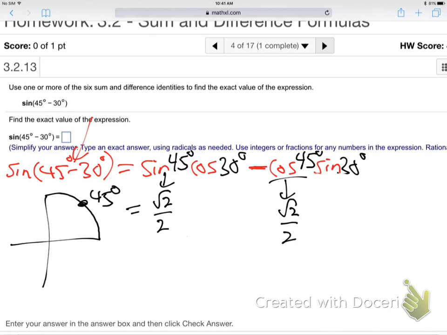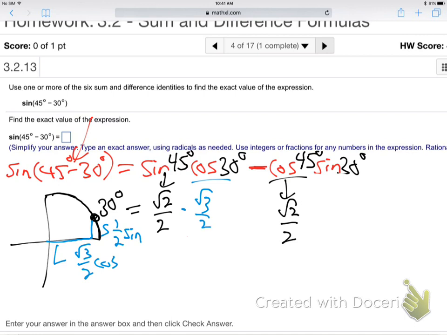Good so far? And now, let's do 30 degrees. 30 is the close one. So that's over a large amount, up a small. Over root 3 over 2, up only a half, isn't it? Cosine is x, sine is y. So cosine of 30 is root 3 over 2, sine of 30 is the half. And there's minus in the middle.